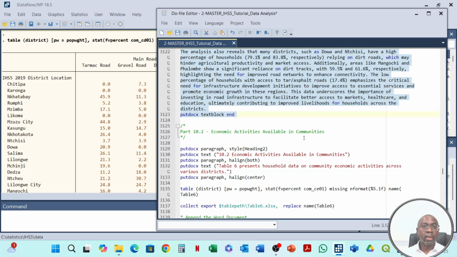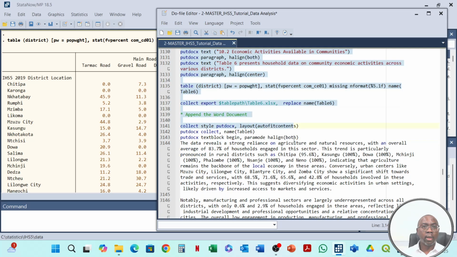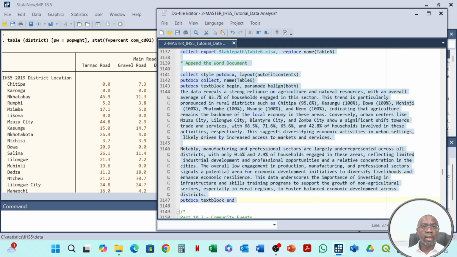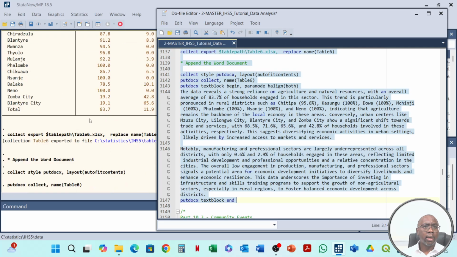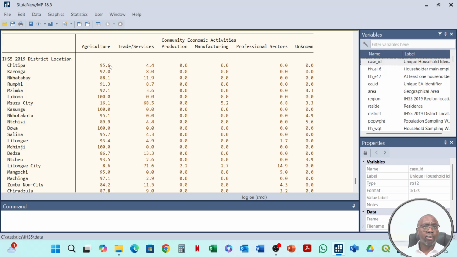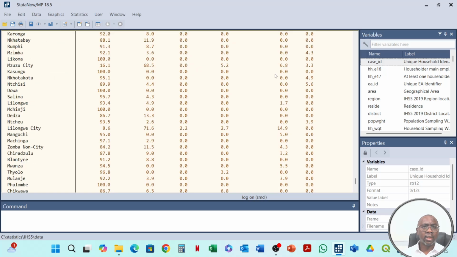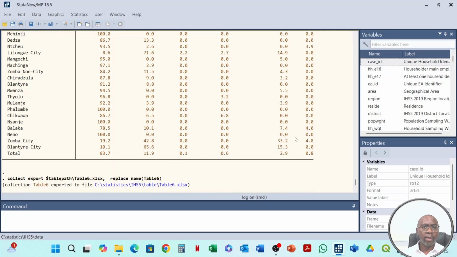Okay. Similar thing with section 2, economic activities available in the communities. We can also list them in a table, and then same process. We're going to run and save the results. Right? This is the analysis that you do after you've also looked at the table, and then again the statistics also show you that in most cases most of these economic activities are agriculture, less about some in trade or services, but pretty much if you look at production, manufacturing, professional sectors, really very low.